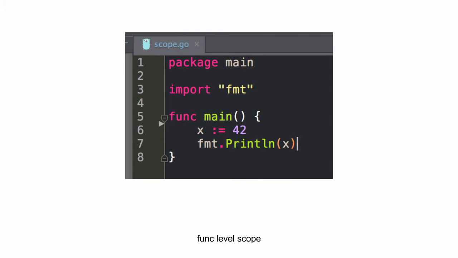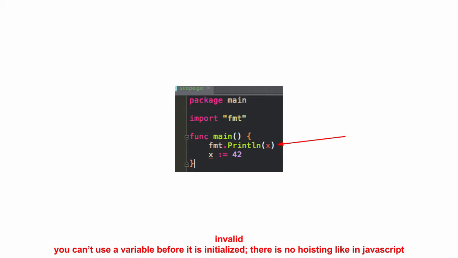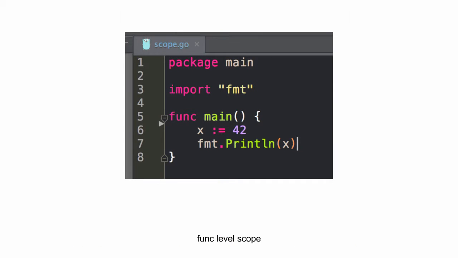So here's function level scope. And this is not valid, so there's no variable hoisting or anything like that, like in JavaScript. So you can't use something before you declared it, assigned it, initialized it. So if you flipped it, then it would work? Yeah, that does work. That does not.